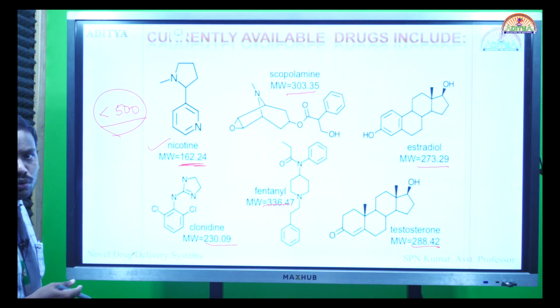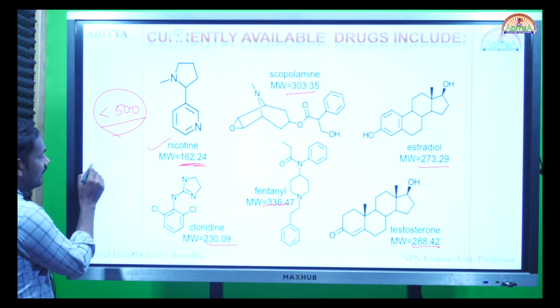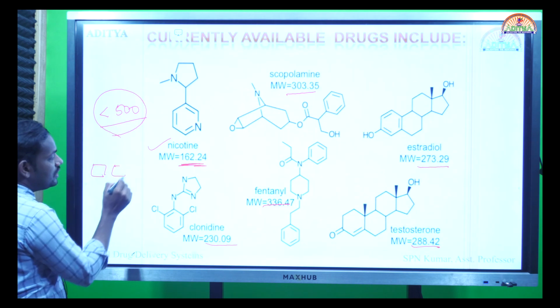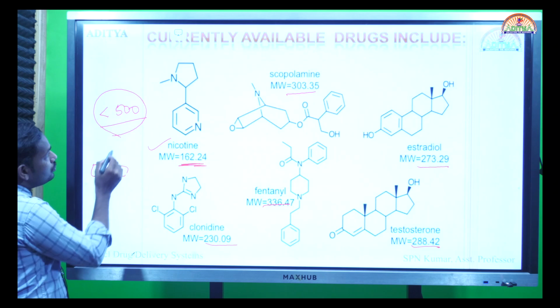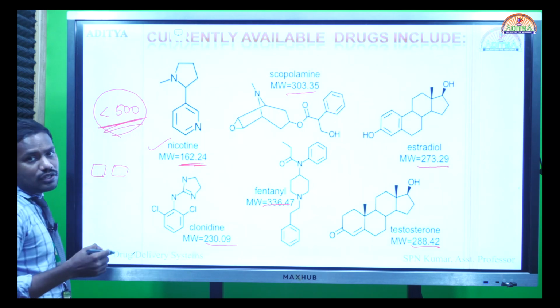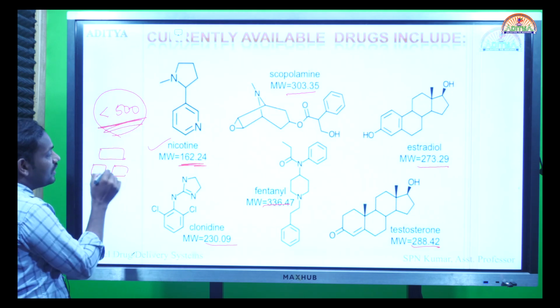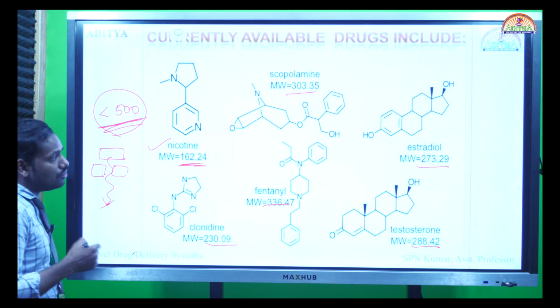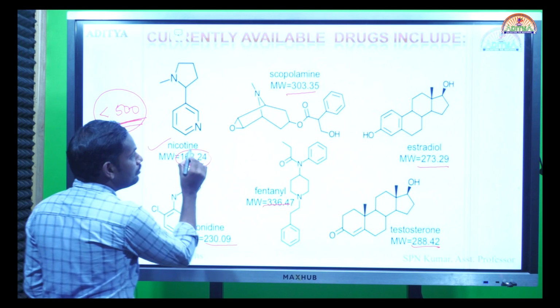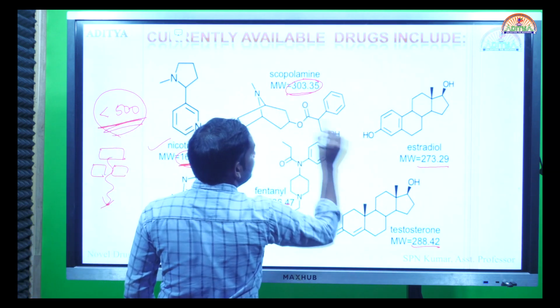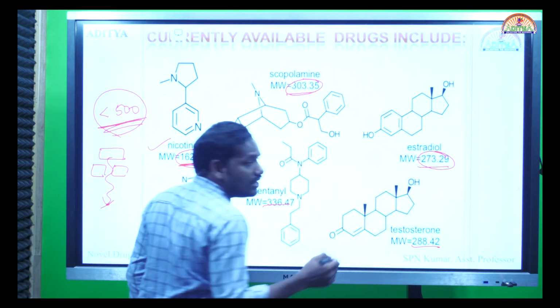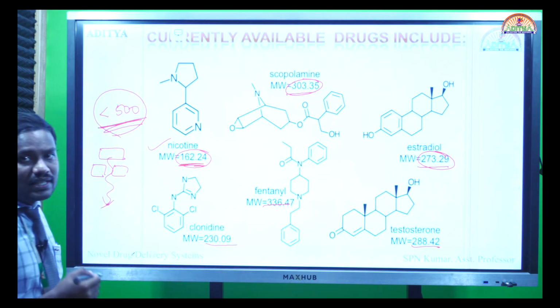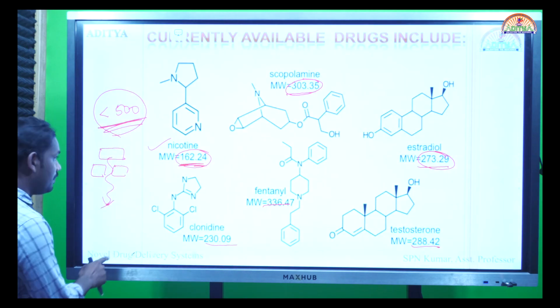So if you see every molecular weight, it is always less than 500 daltons. So why is it so crucial? Because the gaps between the skin cells will allow only the drug whose molecular weight is less than 500 daltons. If it is more than 500 daltons, it may not pass through the tortuous cavity in between the skin cells. So hence it is very crucial to remember that magical number. The magical number is 500 daltons. Always your drug molecular weight should be less than that 500 daltons.